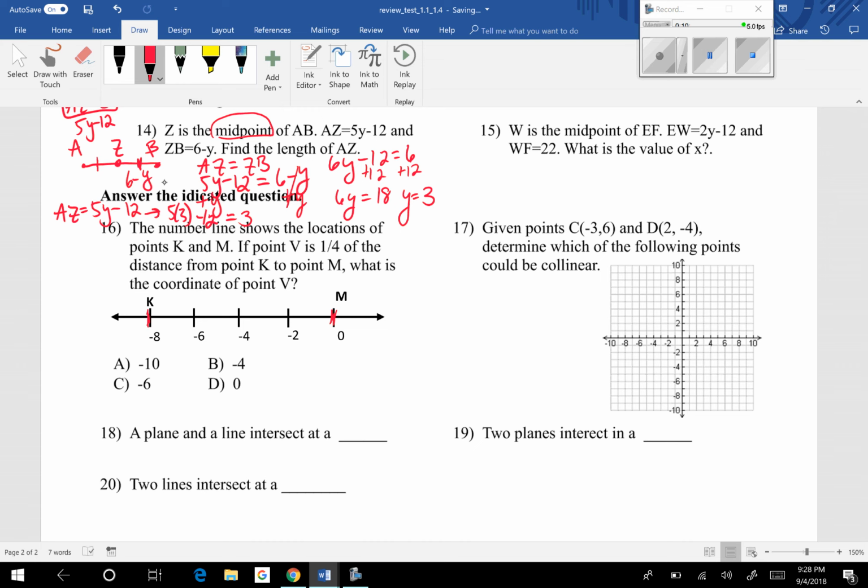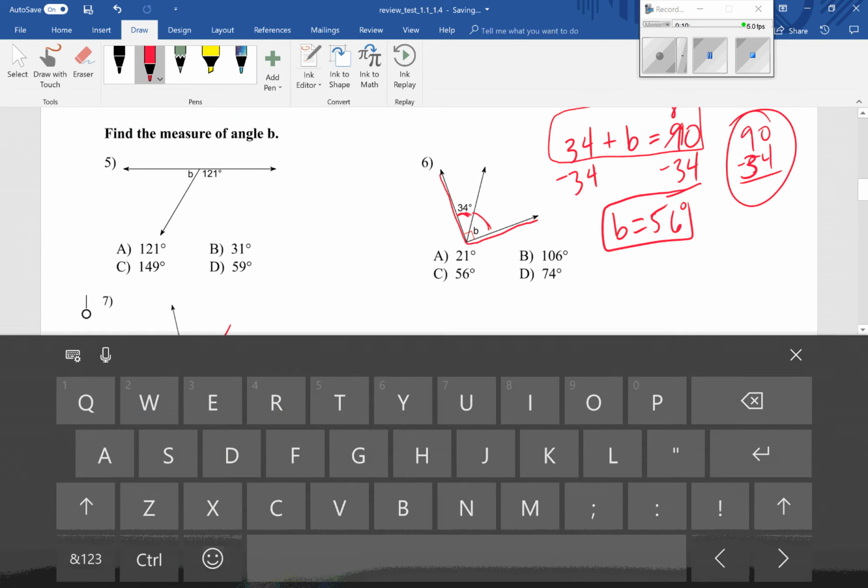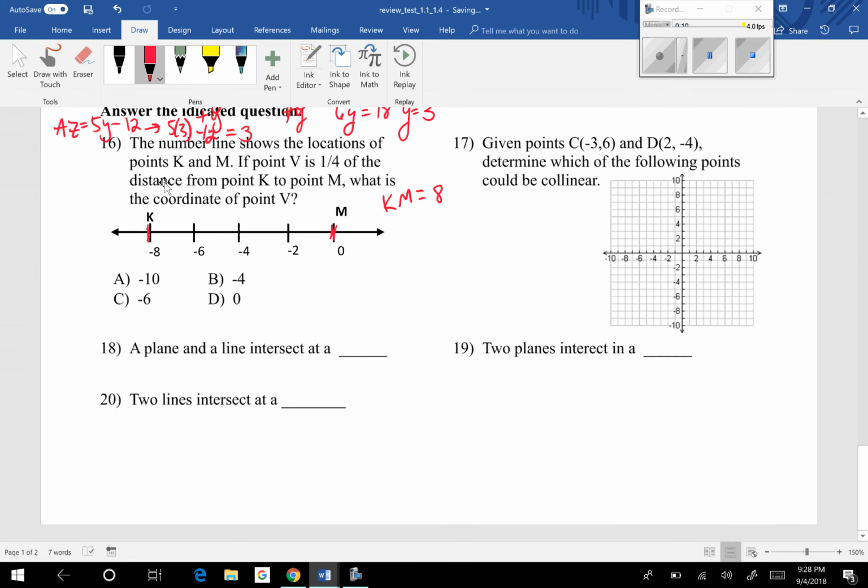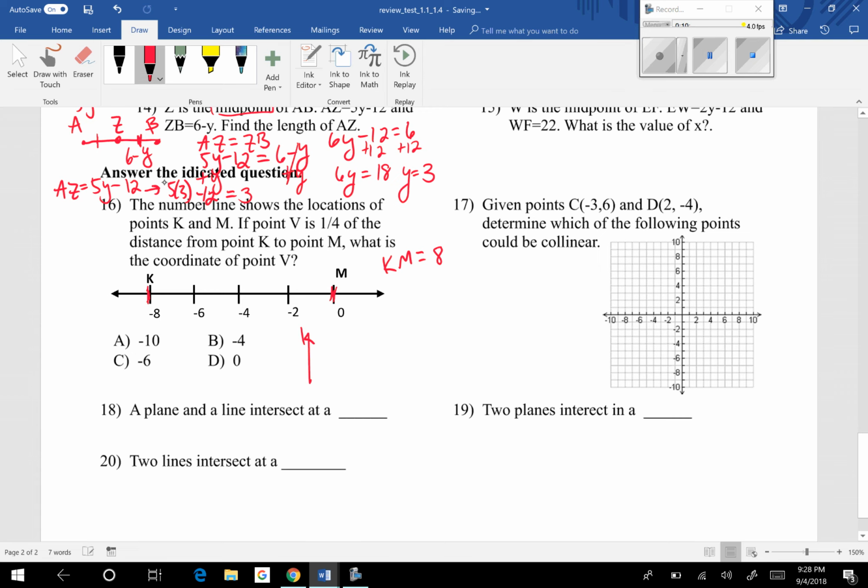So we can go look here. 2, 4, 6, 8. From 0 to -8, how far is that? It's 8. So KM, the length of that is 8. And now it says V is 1/4 of the distance. So 1/4 of, that means you take the distance KM, sorry guys, my pen's going crazy, KM, and you're multiplying it by 1/4, or dividing it by 4. So we have 8 times 1/4. 8 divided by 4 is 2.